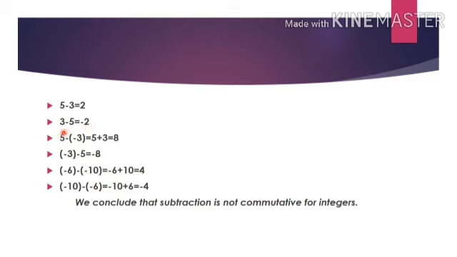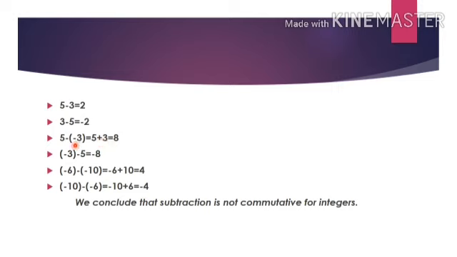Now we consider a positive and a negative integer. How can we subtract 5 minus minus 3? It is a law: a minus minus b is equal to a plus b. It means when two negatives come together, they become positive. 5 minus minus 3, we get 5 plus 3. 5 plus 3 is 8.